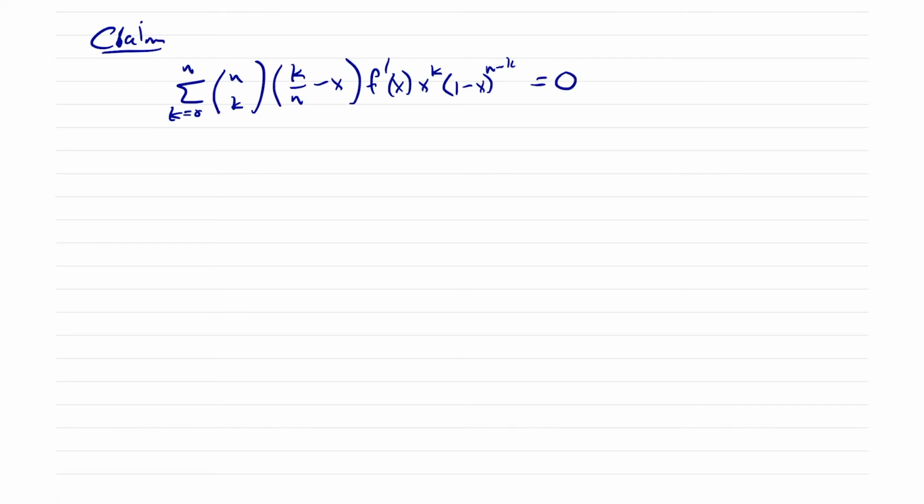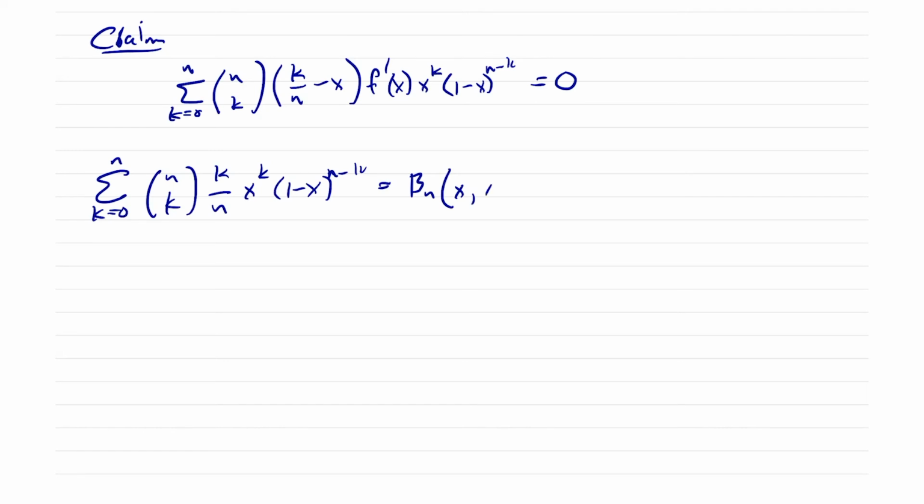All right, it's not too bad to see. We had an identity that we worked out last time. We talked about Bernstein polynomials, and we saw that the sum of k over n times x to the k, 1 minus x to the n minus k. So if I separate that out, this is just the Bernstein polynomial at x of the function f of x equal to x, and that should just give us back x.